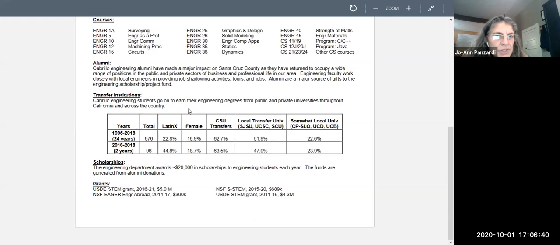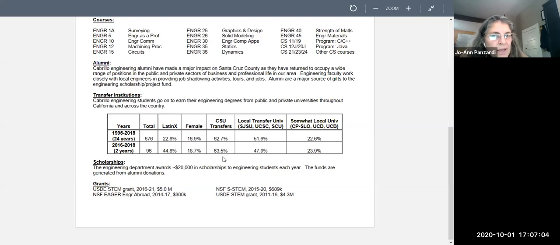Transfer institutions: I looked at data from 1995 when I started teaching till present, or 2 years ago. And then I looked at the last 2 years of data, and you could see the number of students that are Latinx have greatly increased. Females we're still working on. And then about 65% of students wind up transferring to a CSU over a UC.